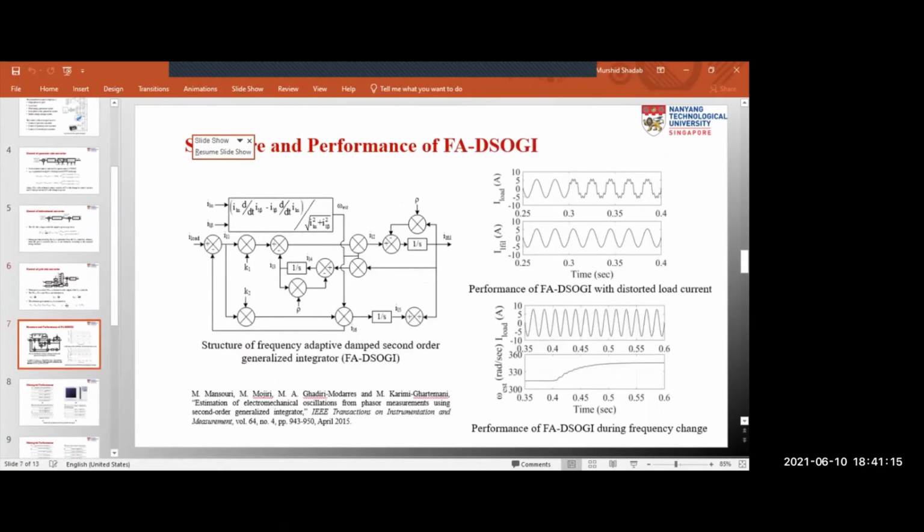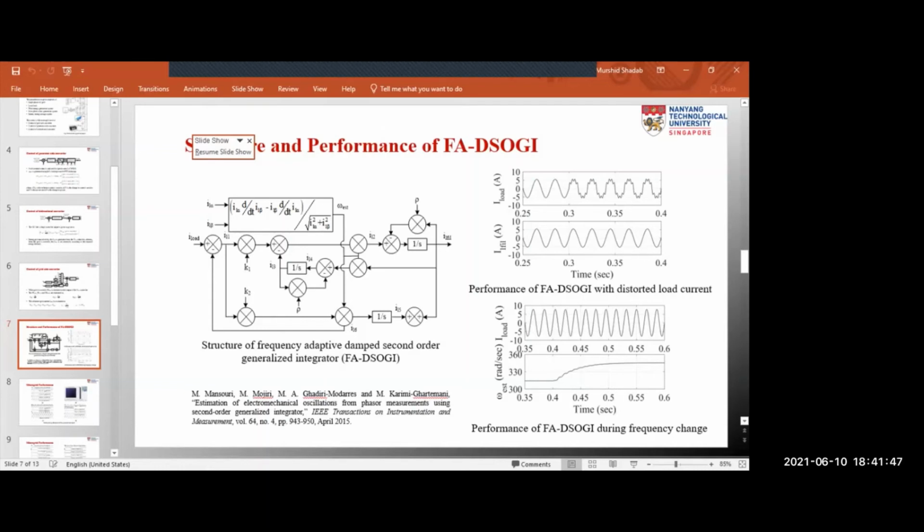So next is the structure of the FA-DSOGI. This is the structure utilized for extracting the filtered voltage and current. As we know, most of the loads in our home are non-linear in nature. So we have taken the filtered load current as well as filtered voltage for generation of the weight component. This structure is a frequency adaptive damped second order generalized integrator.